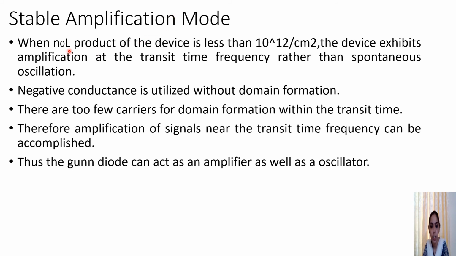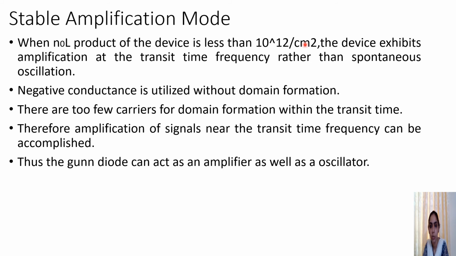Now, when the N0L product becomes lesser than 10 raised to 12 per centimeter square, the device is going to exhibit amplification at the transit time frequency rather than spontaneous oscillation. So here is a case when our Gunn diode is going to work as an amplifier. That is, along with the oscillator, it can also work as an amplifier if N0L is lesser than 10 raised to 12 per centimeter square.